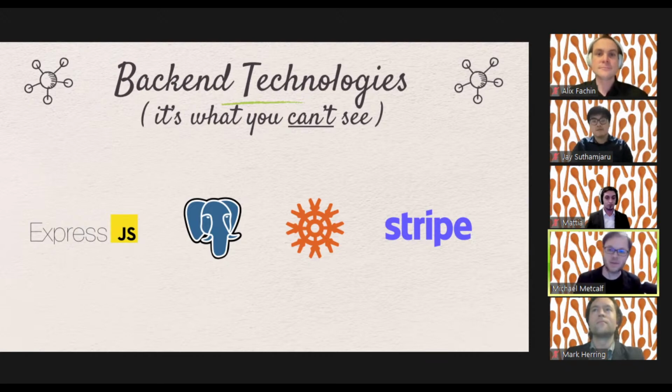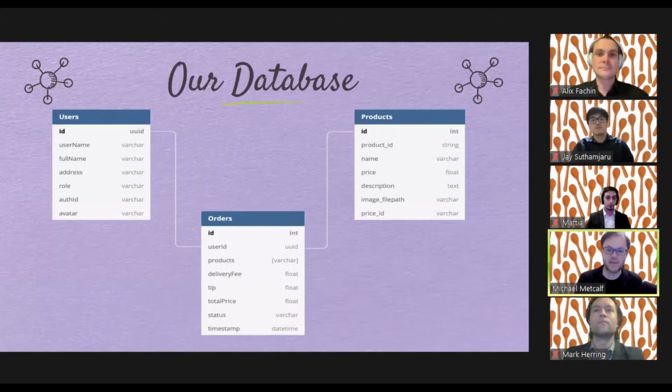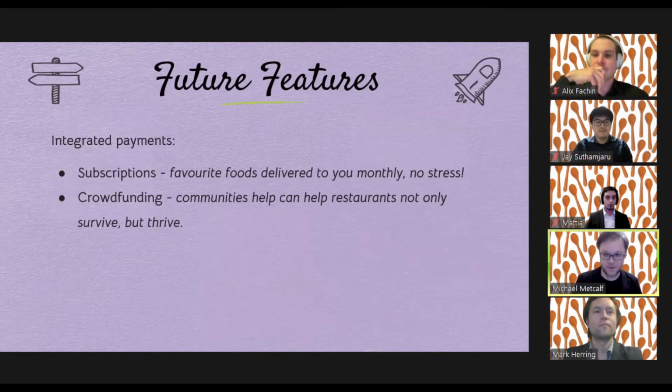Going into a little bit more detail about our database, we have a diagram here. We had 3 separate tables in our database. We had a users table, an orders table, and a products table. And this is how data was shared between them. You can just follow the line and see the links between them. So that's a little bit about our backend, and I will now pass you into the capable hands of Mark, who will share with you the future aspirations of Spoonify.